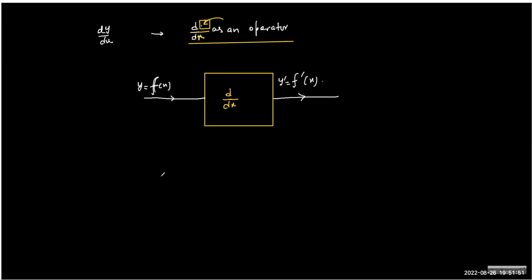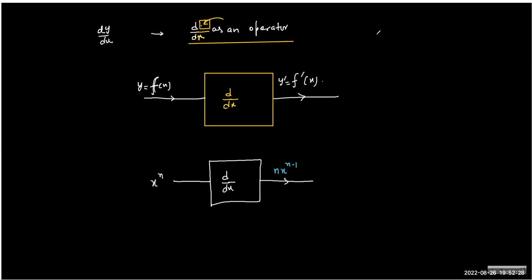So, for example, if x to the power n is given to this operator called dy dx, what will it throw out? Tell me, guys, what will it give us? n x raised to n minus 1. Excellent. Very good. So x to the power n will throw you n x to the n minus 1. That is the output, and you can think of dy by dx as the operator.